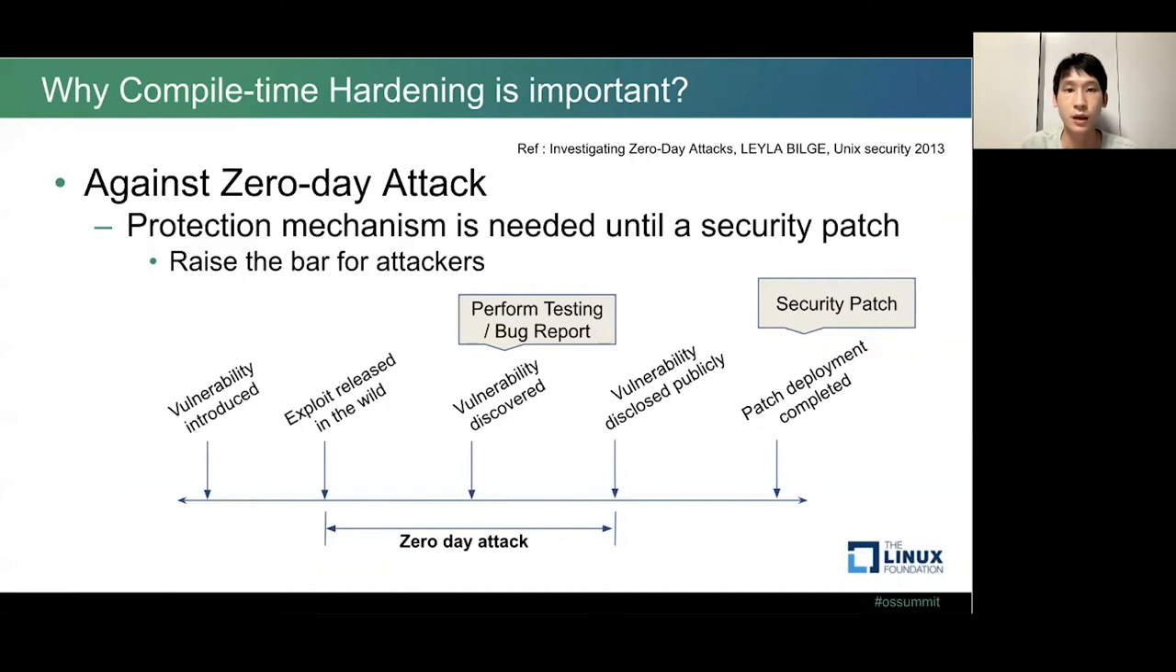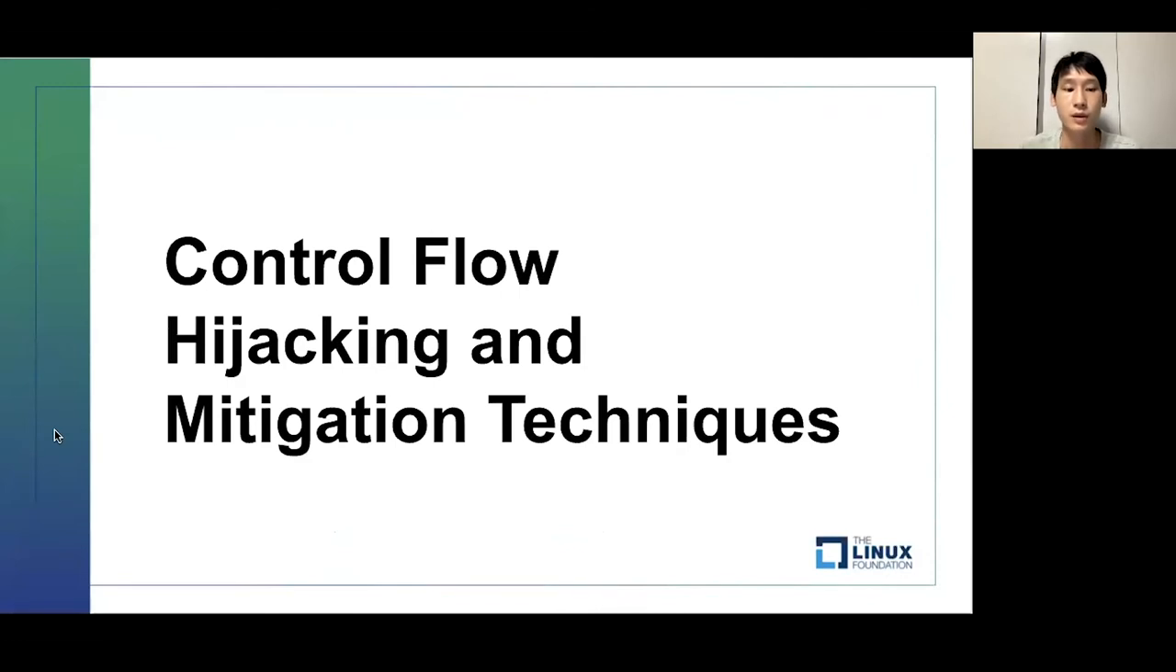Compile-time hardening provides a protection mechanism. By compile-time hardening, the binary has some security technique inside, reducing some attack possibility and actually removing attack points. In the end, we can raise the bar for attackers. In this chapter, I explain why I choose SafeStack and CFI compiler hardening options.